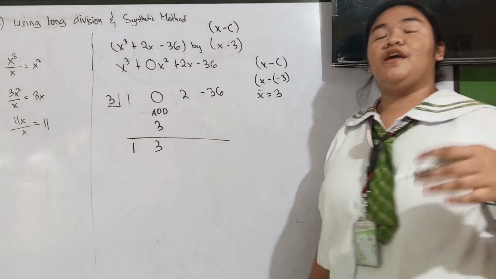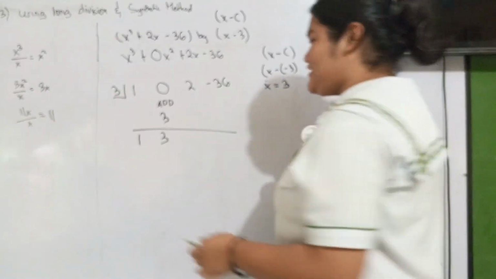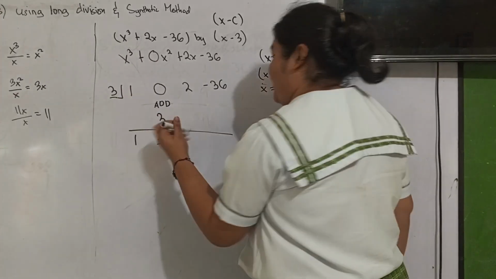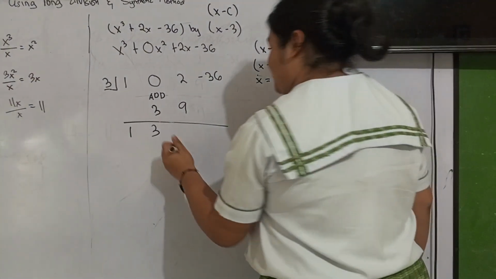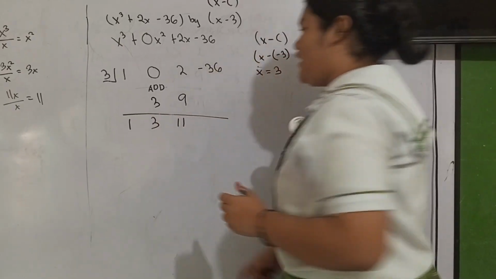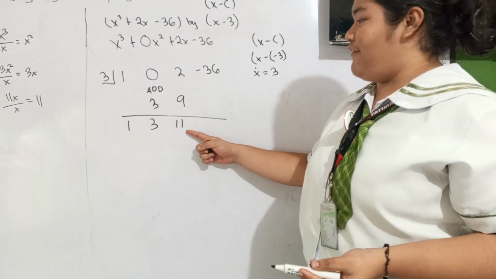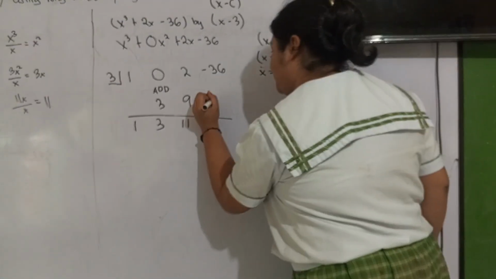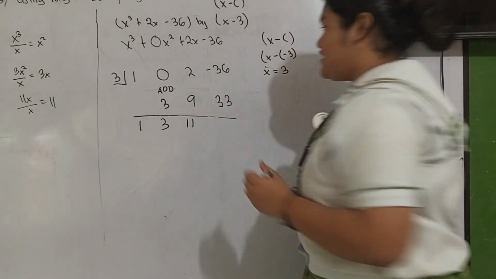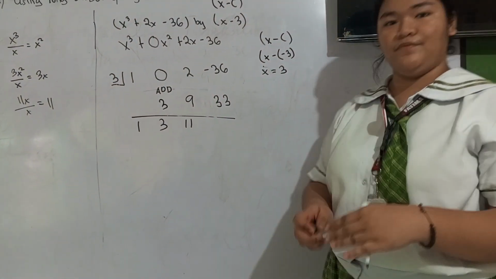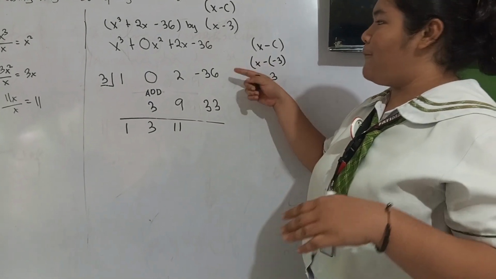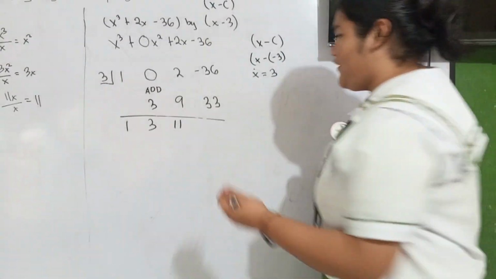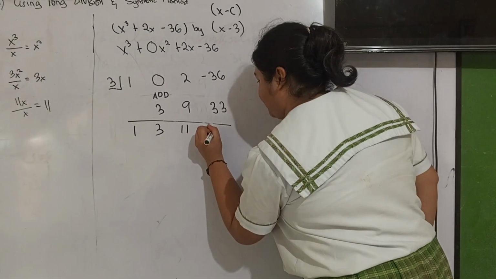Then repeat the same process. 3 multiplied by 3 is 9. Add 9 plus 2 is 11. Then repeat the same process. 11 times 3 is equal to 33. And since they are unlike terms, we will subtract. And since the bigger number is negative, our number will be negative in our answer.